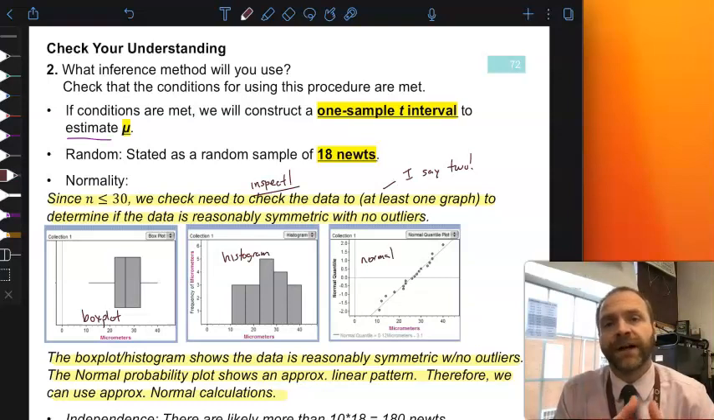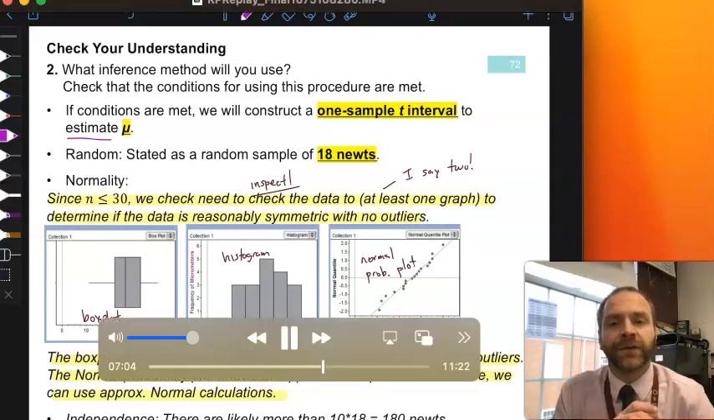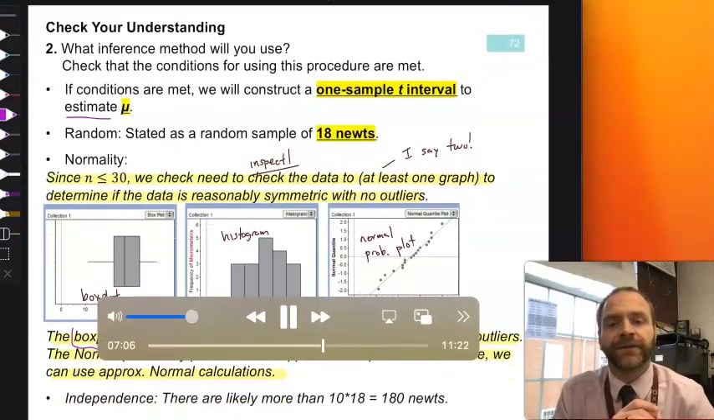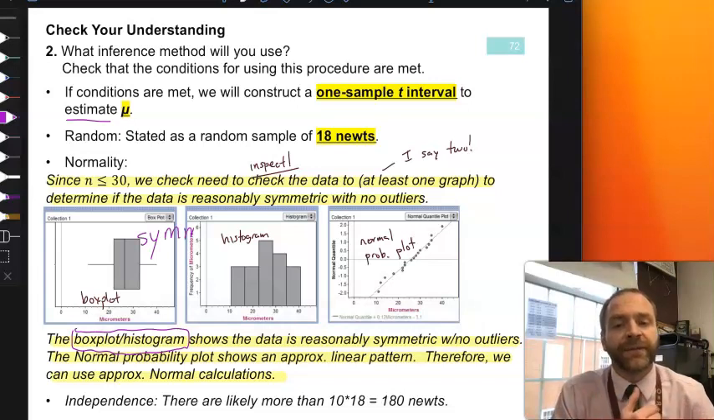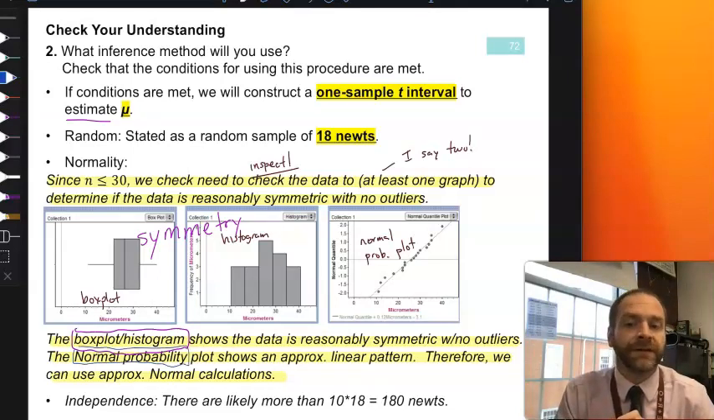The normal probability plot, if it has an approximate linear pattern, is going to allow you to say, hey, I can approximate normality. So you can see what's written down there, and of course we do have, I'll scroll down, the independence condition met as well. So symmetry for the box plot and histogram, and then normal probability plot, approximate linear pattern is going to tell you whether you're dealing with normal or not. Those are what you want to look at. It is safe to assume there's more than 180 newts, by the way.